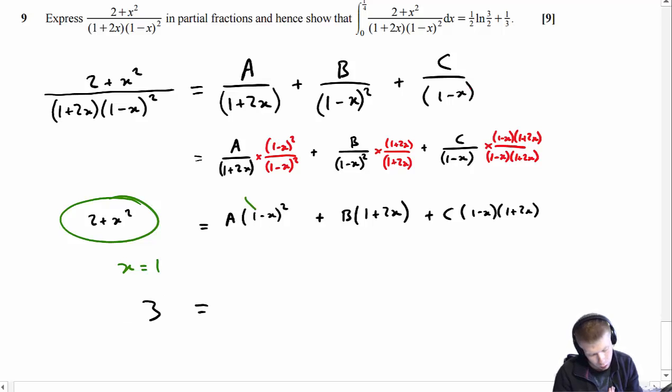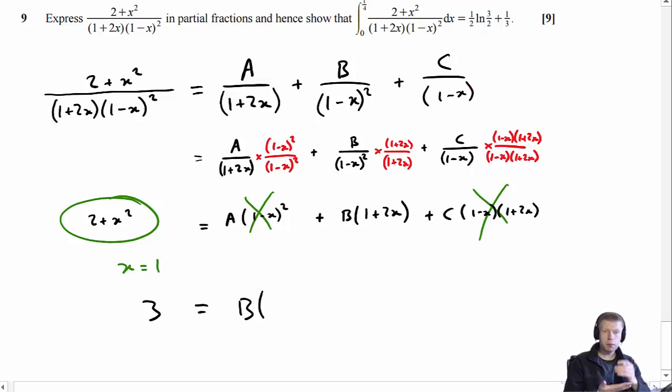That is equal to, well, because x equals 1, that term disappears, and this term disappears, so I'm just left with b times 1 plus 2 times x, x is 1, so it's going to be 1 plus 2, so it's going to be 3. So what is b then? 3b equals 3, which means that b is just 1.